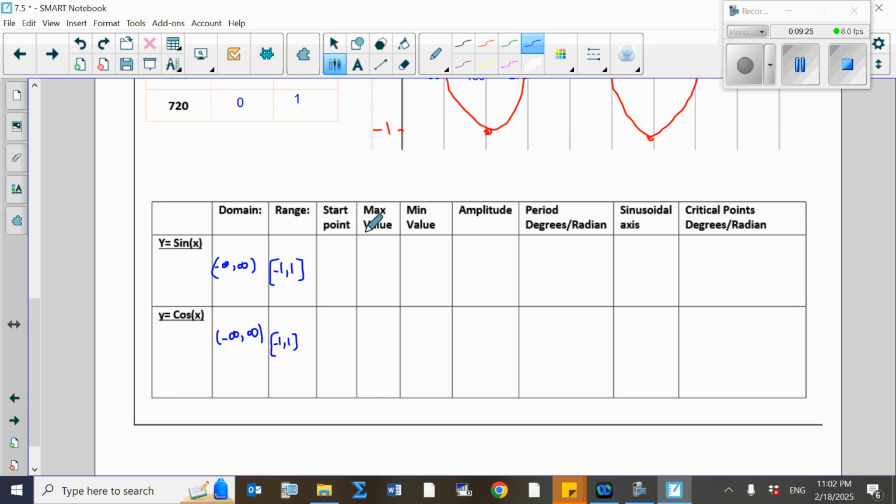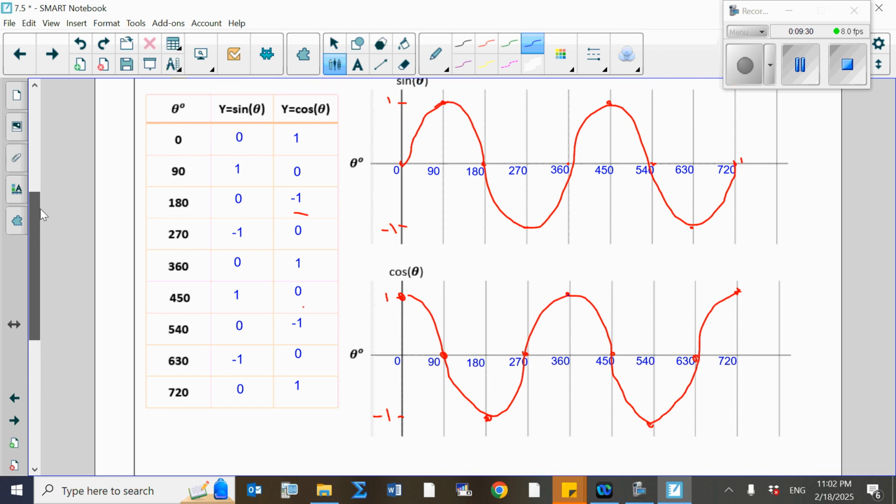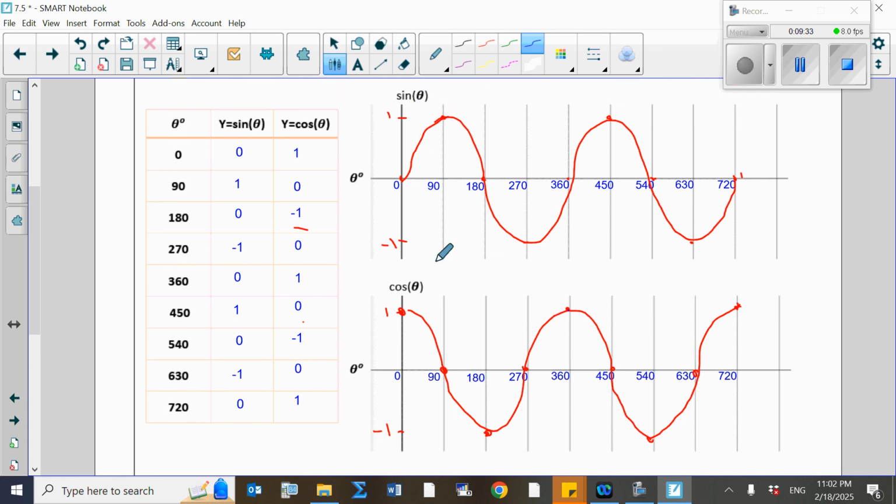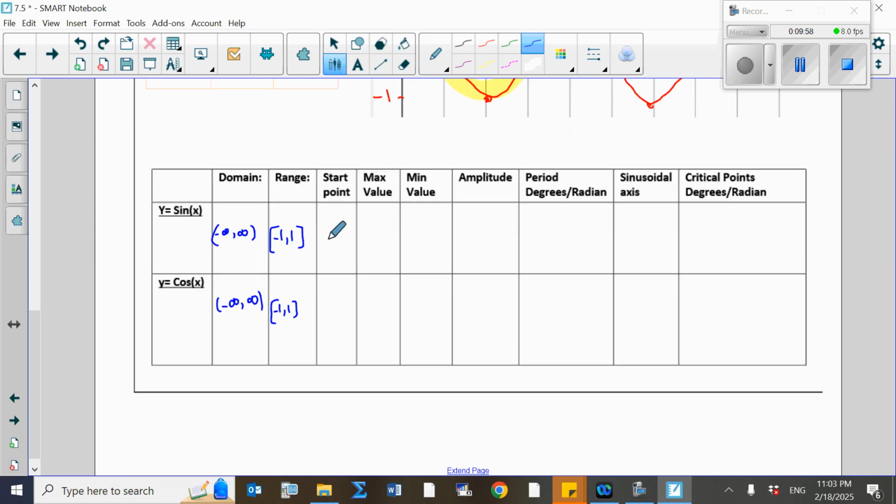The next part of the table is asking us about the start point. What is the start point? That's where your function starts in one cycle of the parent function. So this first cycle that you see here, I'm going to highlight. This is the parent sine function, or this one is the parent cosine function. So where does it start from? Sine starts from 0 and 0, but cosine starts from 0 and 1. This is the main difference between these two functions, 0 and 0, 0 and 1. That's the start point of these two functions.